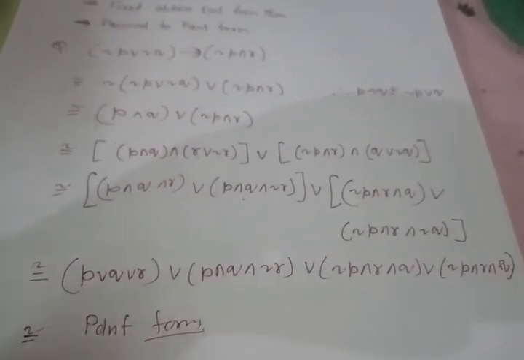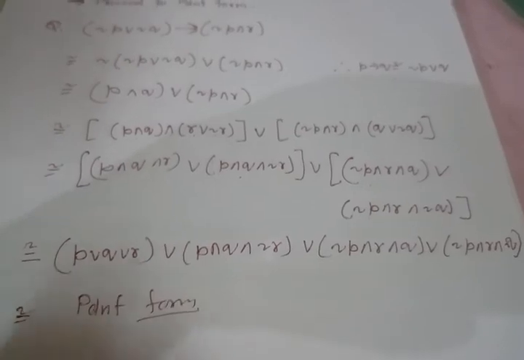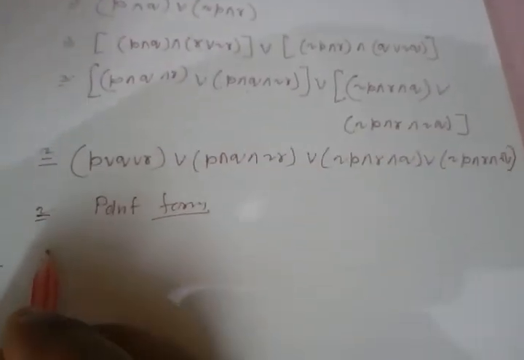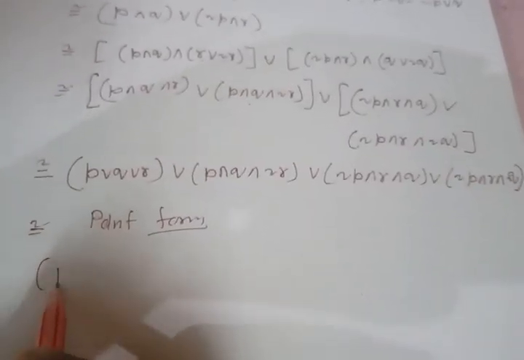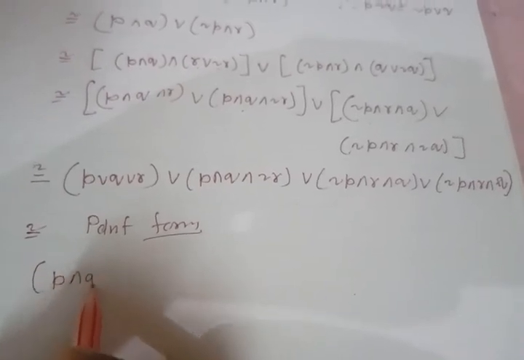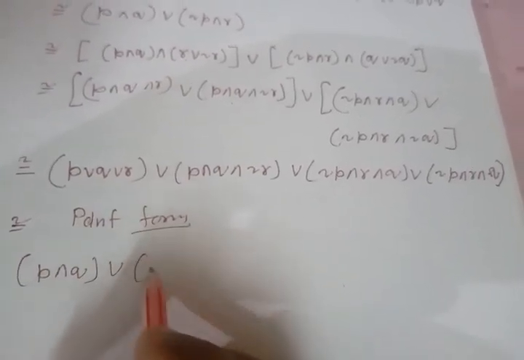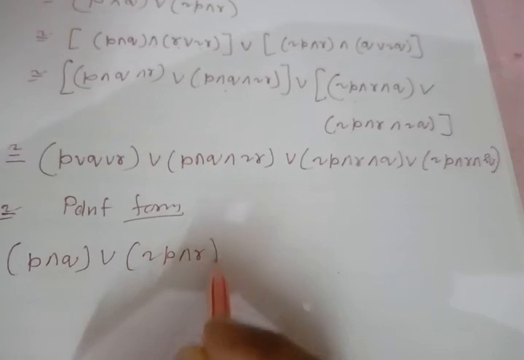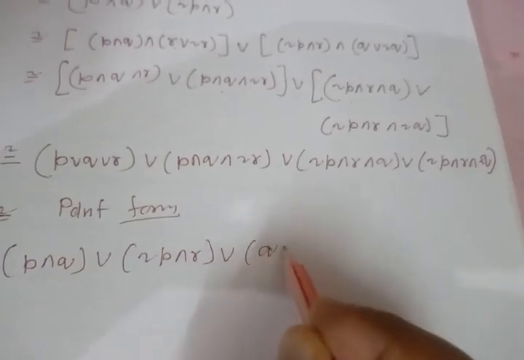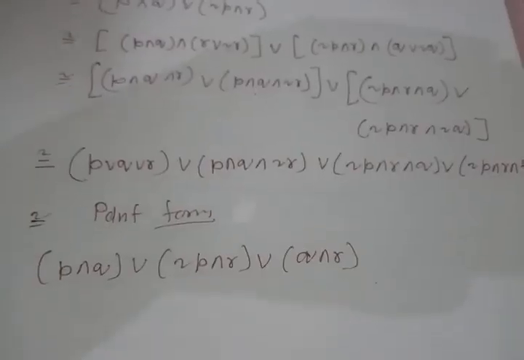Then, here is a question for you to obtain the PDNF form. The question is: P conjunction Q, or negation of P conjunction R, or Q conjunction R.